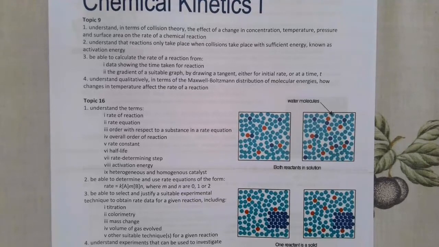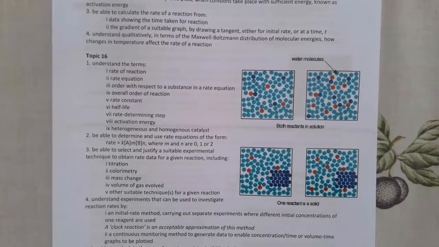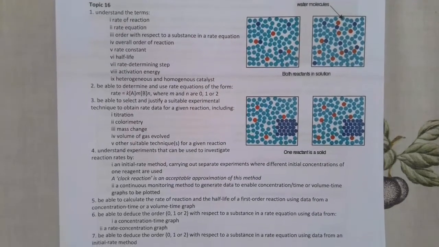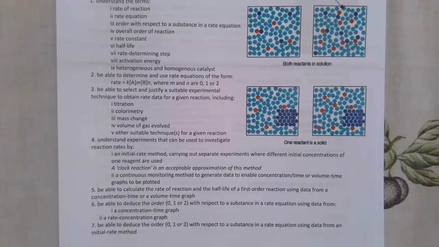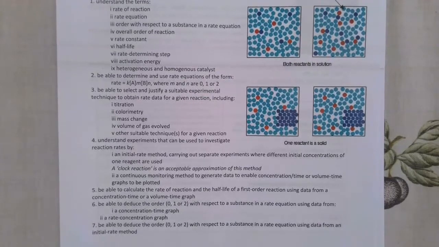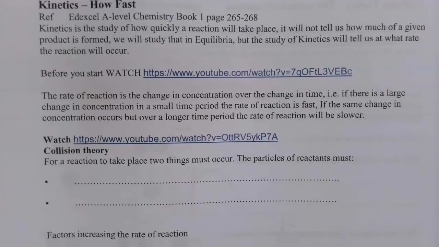So you can kind of think of kinetics as the moles of the upper sixth. So it's got lots of different specification points. There's a lot of stuff you need to know and a lot of stuff you need to be able to calculate. So kinetics is the study of how quickly the reaction takes place. It doesn't tell us how much will be formed. That we study in equilibria and entropy. But it will tell us the rate at which the reaction will occur.